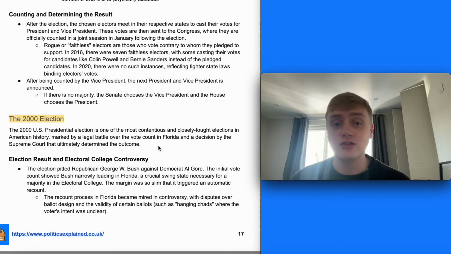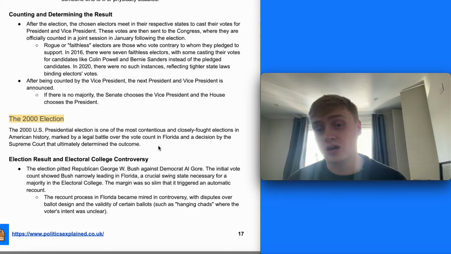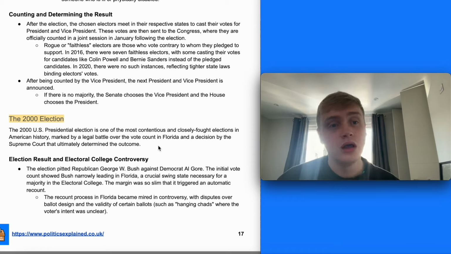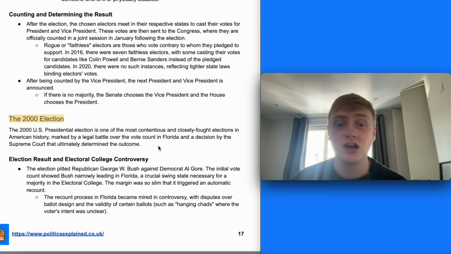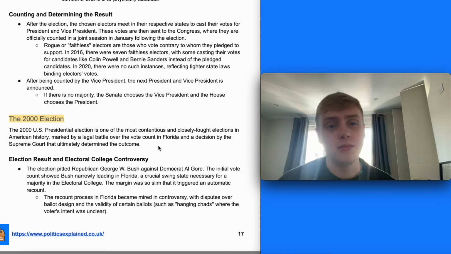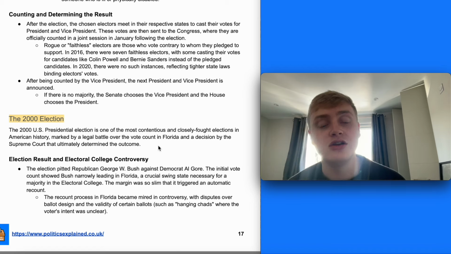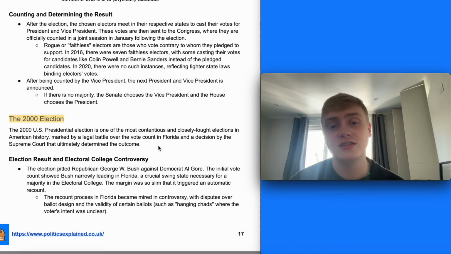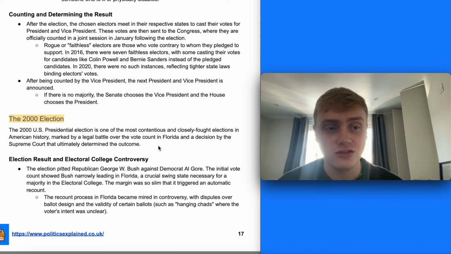Rogue or faithless electors, who vote contrary to who the popular vote in their state voted for, do exist. In 2016, there were seven faithless electors, with some casting their votes for candidates like Colin Powell and Bernie Sanders instead of the pledged candidates. In 2020, though, there were no such instances, reflecting tighter state laws binding electors' votes.